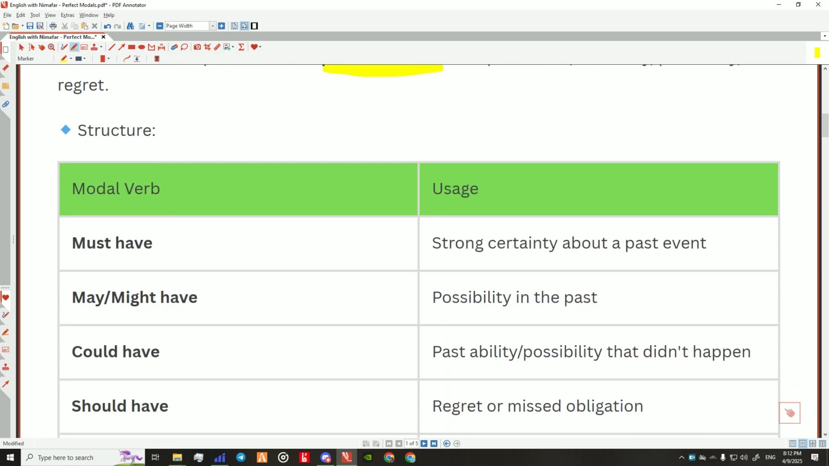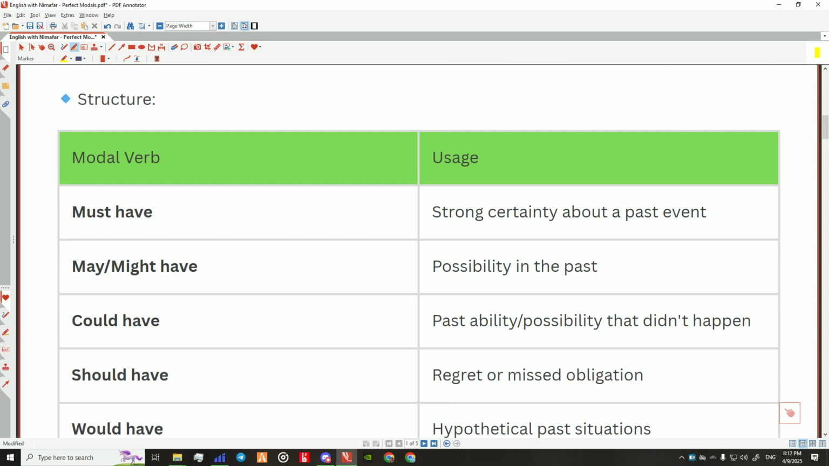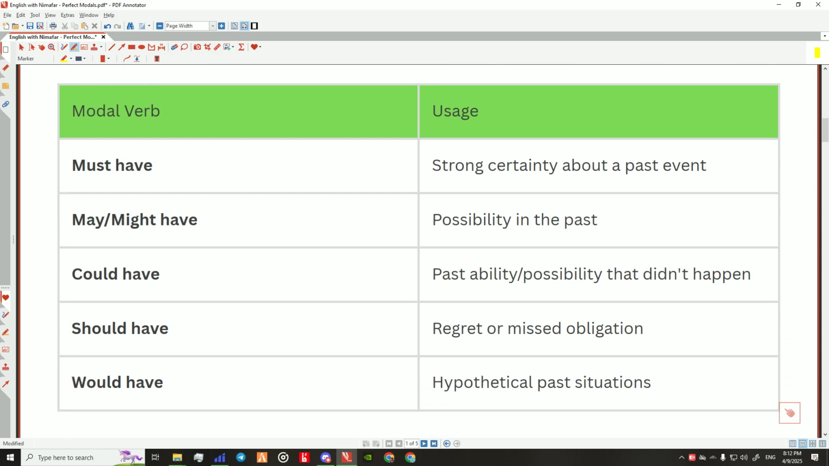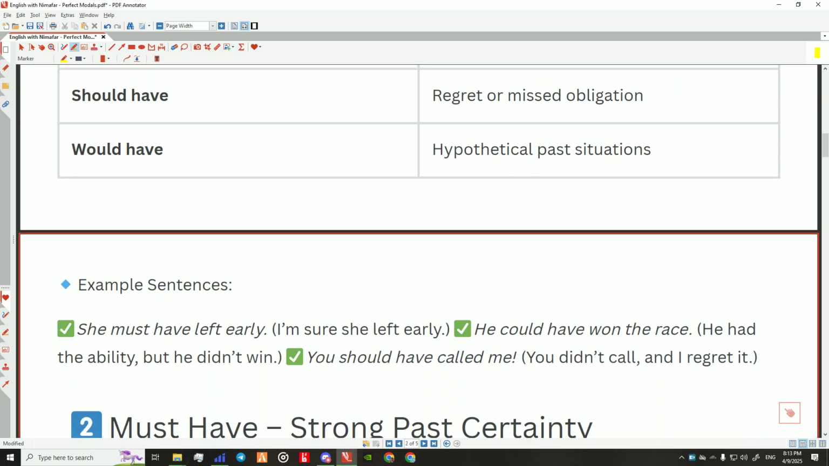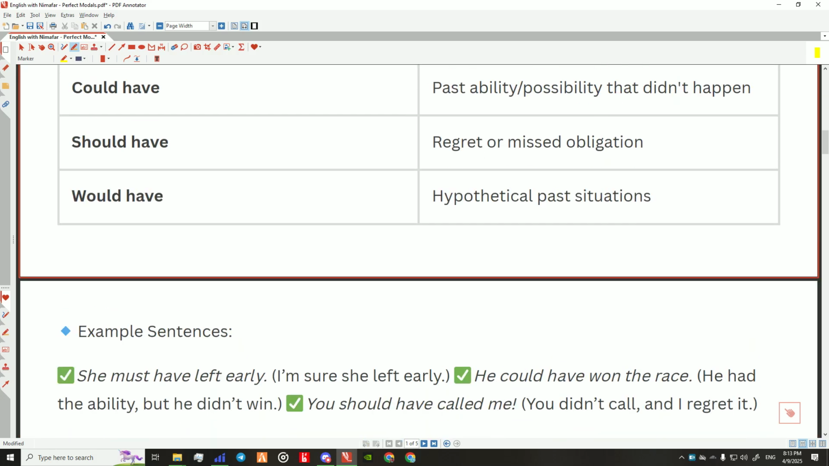Here is a very brief overview. Must have: strong certainty about a past event. May or might have: possibility in the past. Could have: something our friend Rail said, a possibility that didn't happen. Should have: regret, as some of you mentioned, or missed obligations. And would have: a hypothetical past situation. But we're going to get into each of them in detail. For example, she must have left early.